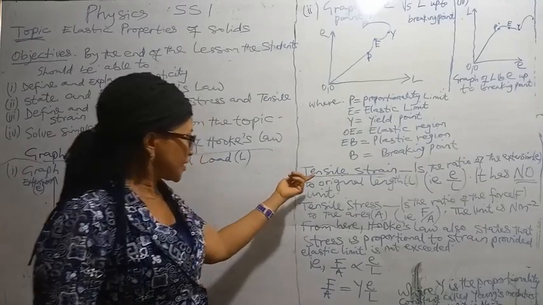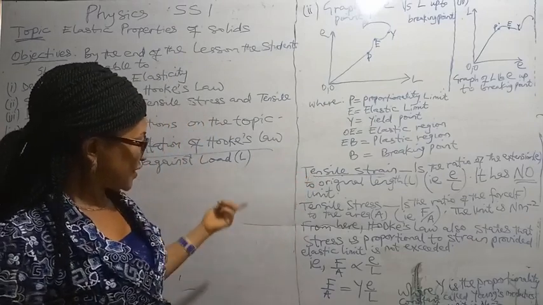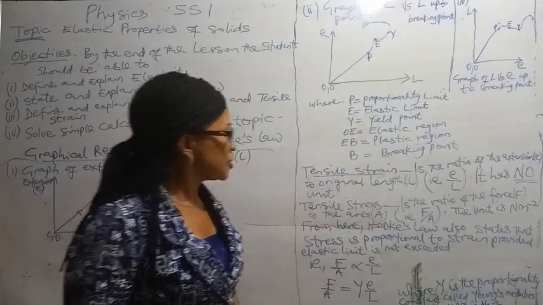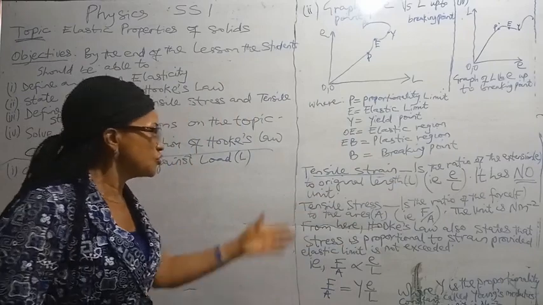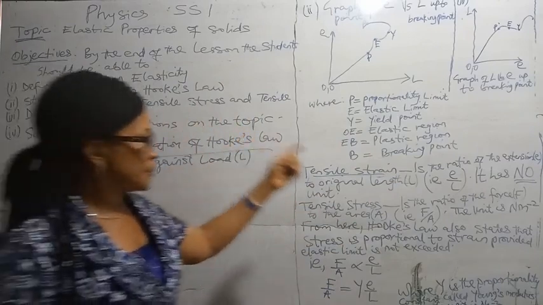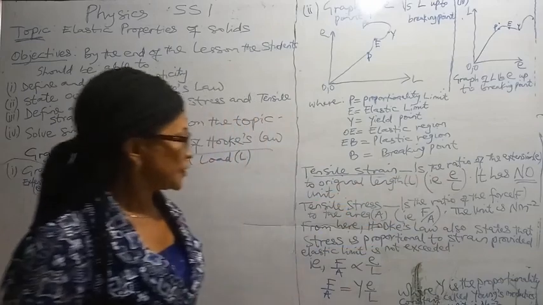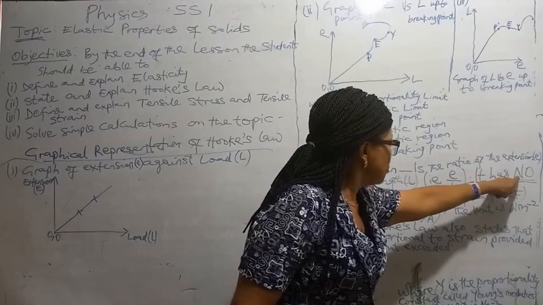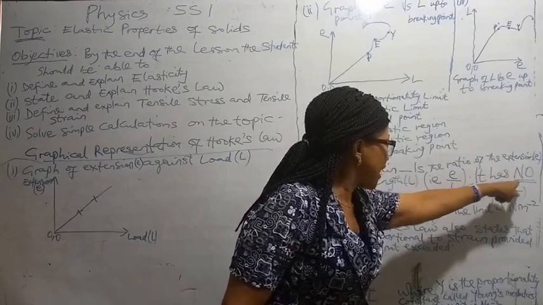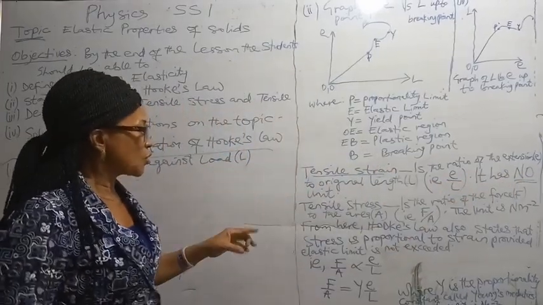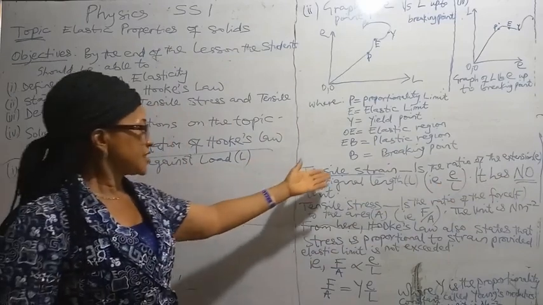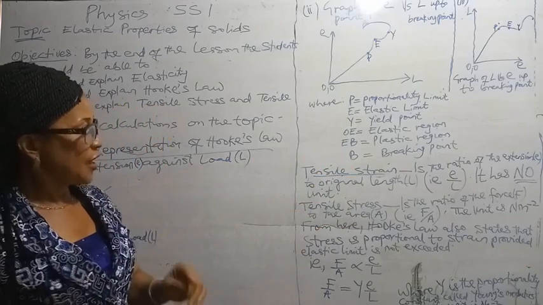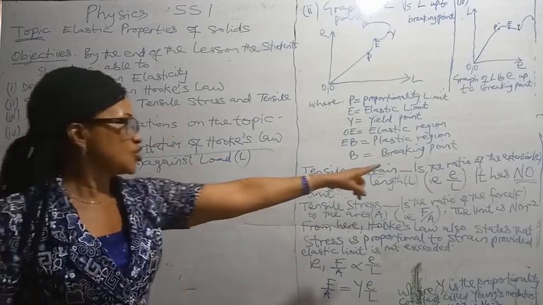Now we come to tensile strain and tensile stress. What is tensile strain? We said it is the ratio of the extension to original length. Mathematically, it is E over L, and it has no unit. That is why I put my no in capital and underline it. After calculation, if you are calculating tensile strain and at the end of the answer you put any unit, you will be penalized for that because it has no unit.